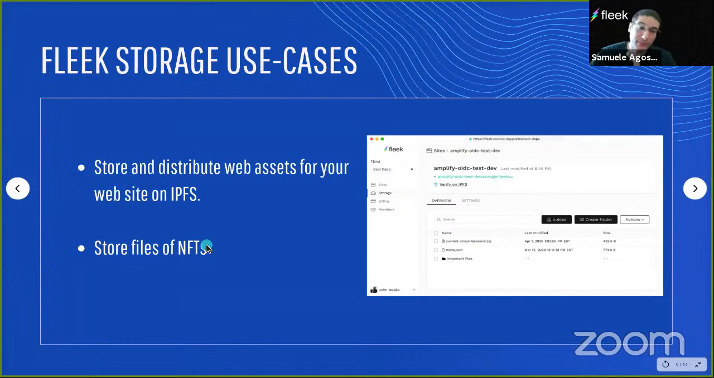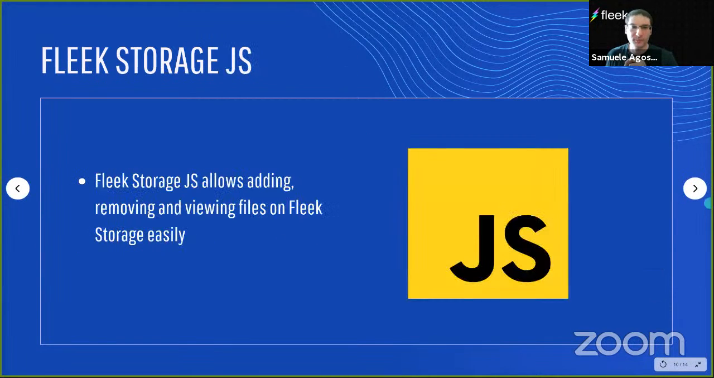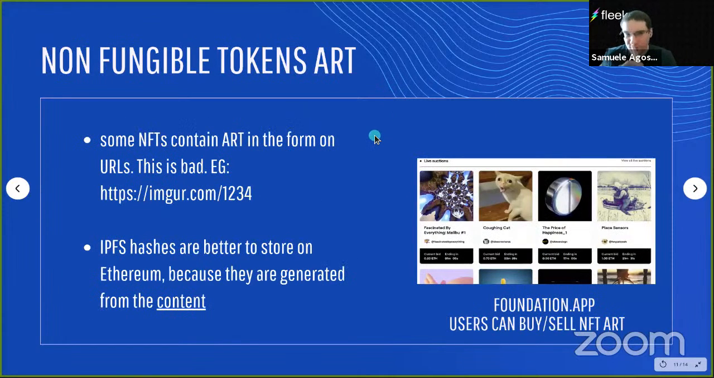And the second interesting use case, you can use it to store files for non-fungible tokens. We're going to talk about it right now, after I talk about Fleek Storage.js, right? The wrong slide. But yeah, we have Fleek Storage.js, so it's a JavaScript library. You can add files to storage on IPFS, you can delete them, you can view them, so it's pretty useful. And the app that's deployed uses Fleek Storage.js. It's an interesting use case. And now we can talk about non-fungible tokens.